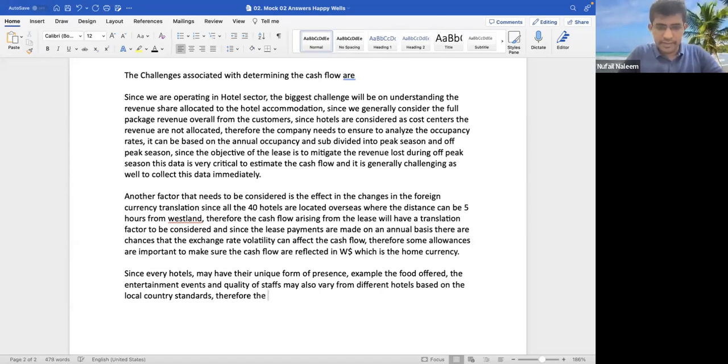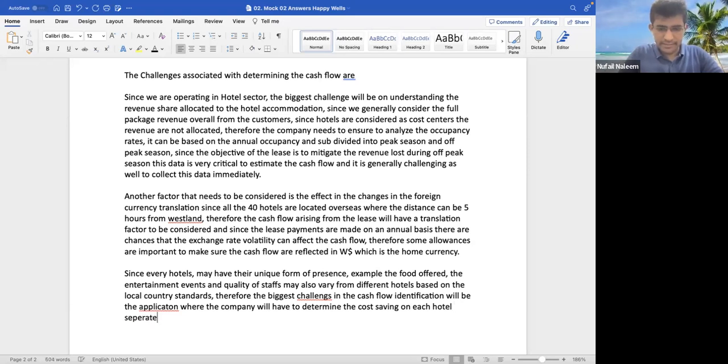Therefore, the biggest challenge in the cash flow identification will be the application where the company will have to determine the cost savings on each hotel separately, which is possible, but it may take some time for reliable estimates. Students, these are the challenges.